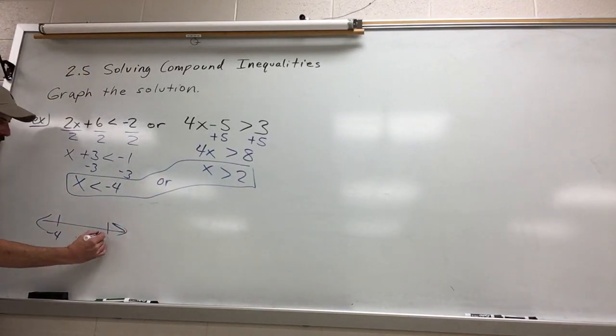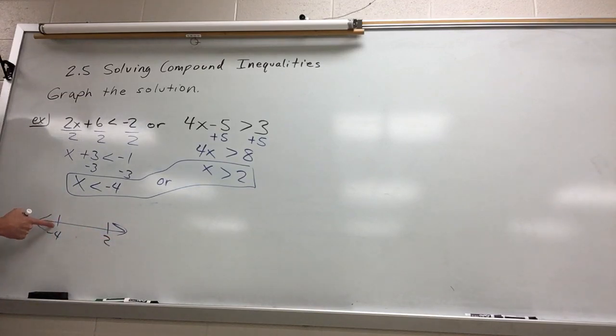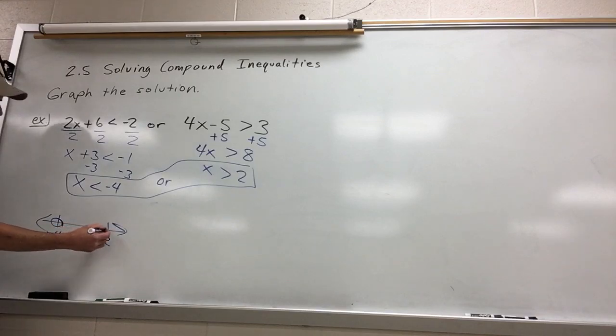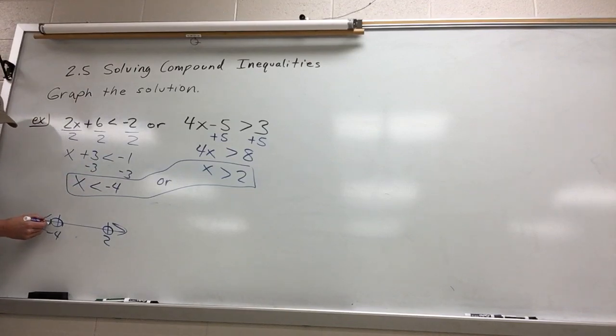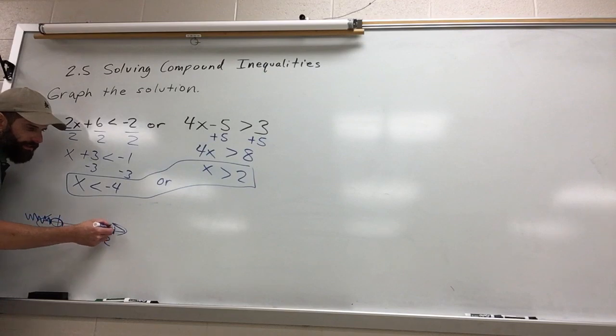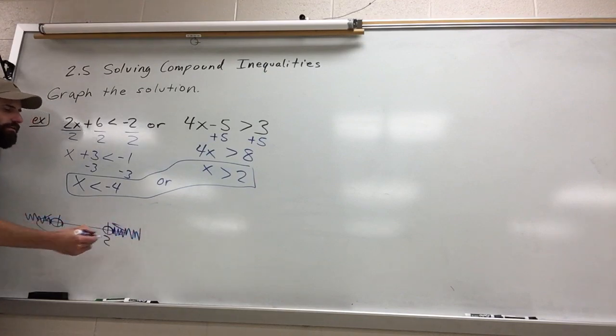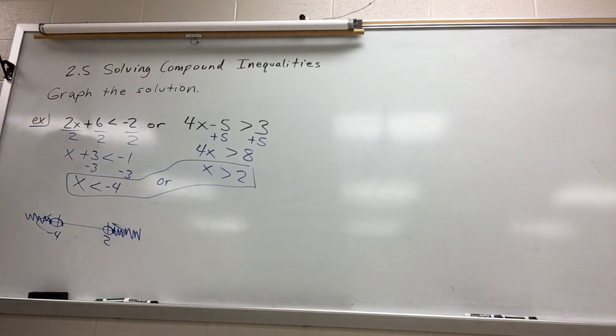-4 is smaller, 2 is bigger. Circle or a dot on the -4. Circle or a dot on the 2. And then x is less than -4, that's shaded to the left. X is greater than 2 is shaded to the right. And there you have it.